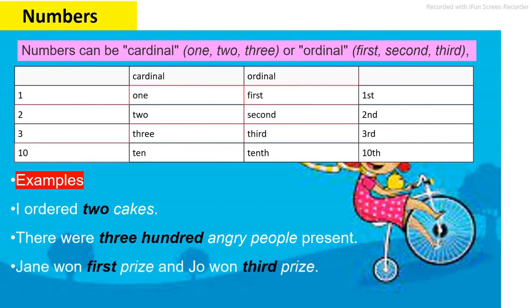Jane won first prize and Joe won third prize. So here the noun prize is modified with the determiners first and third. These are the determiners of numbers. So both cardinals, 2 and 300, and ordinals, first and third, fall under the same category of number. So here cakes, people and prize are nouns modified by the determiners 2, 300, first and third.